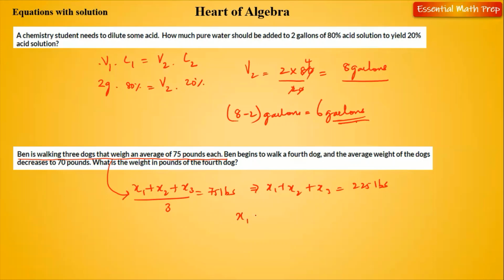Now let's do the average including the 4th dog. So we have x4 over 4 equals the new average is 70 pounds. We know that the terms x1 plus x2 plus x3 add up to 225. So 225 plus x4 over 4 equals 70. So x4 equals 55 pounds.